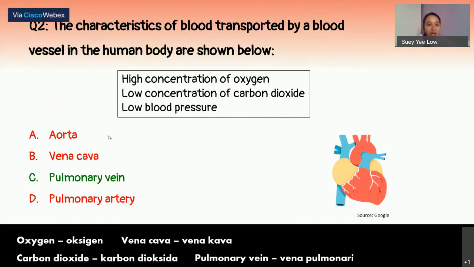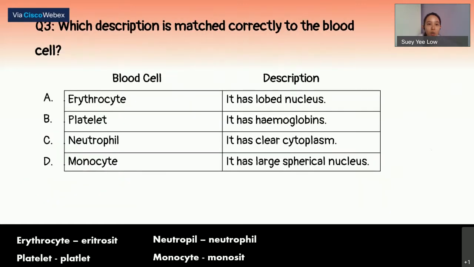Okay. So question three: which description is matched correctly to the blood cell? A, neutrocyte, it has a lobed nucleus. B, platelets, it has hemoglobin. C, neutrophil, it has a clear cytoplasm. And D, monocyte, it has a large spherical nucleus.